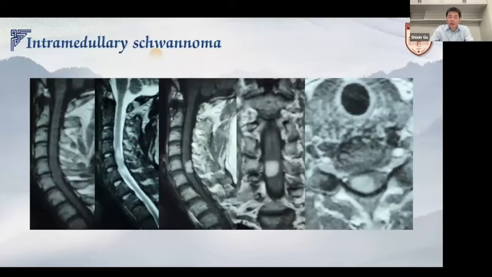Finally, I mention the relatively rare intramedullary schwannoma. We know that schwannomas mostly grow outside the spinal cord. A small number of schwannomas originate in the dorsal root entry zone, and the principles of management are the same as for benign intramedullary tumors.